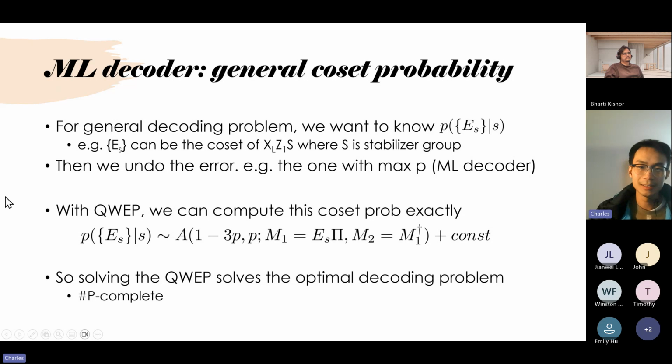And with enumerators, we can actually compute this exactly. Remember how we were computing the thing before, by plugging in 1 minus 3p and p into the variables. Now you just change to slightly different forms of M1 and M2, and you're done. That essentially solves it. So if you do have the enumerator polynomials, it also solves the optimal decoding problem. But since we know that the optimal decoding problem is sharp-P complete, it must mean that solving for the enumerator polynomials is generally very, very hard.